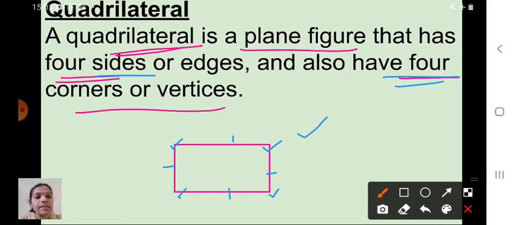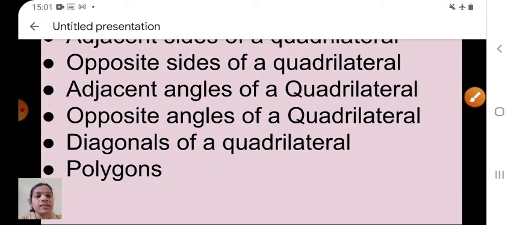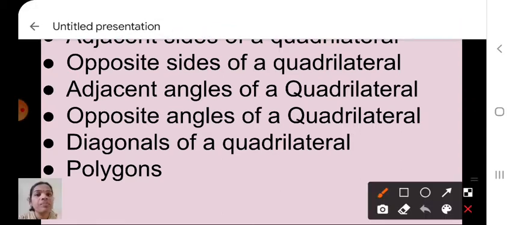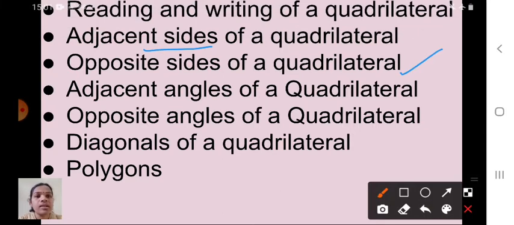See here, children, these are the content outline. In this lesson we will study reading and writing of a quadrilateral, adjacent sides of a quadrilateral, opposite sides of a quadrilateral, adjacent angles of a quadrilateral, opposite angles of a quadrilateral, diagonals of a quadrilateral, and polygons. We will see them one by one.